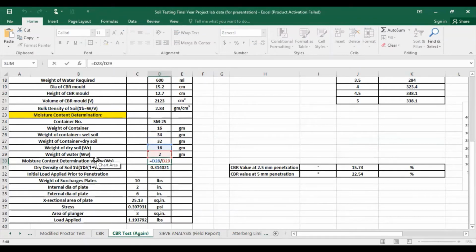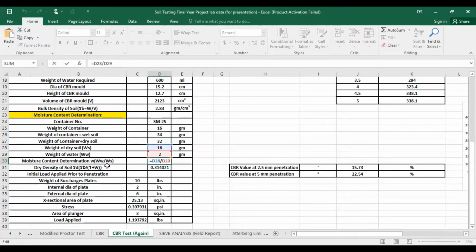So what we have done, weight of water divided by weight of dry soil, you can write down WS. If you want to write down WR, it's okay, no problem. So let me change it, otherwise you will get confused. So I'm writing here WS. So what does it mean by that? You can say D28, this one divided by this one, WW divided by WS.